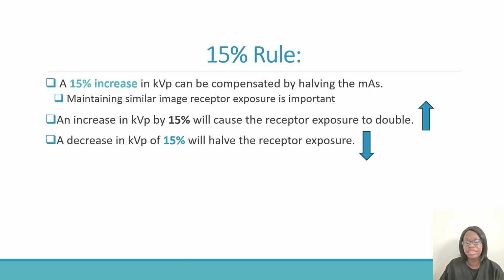Now we have our 15% rule whenever it comes to kVp. So whenever you see 15% correlated to kVp, that goes with kVp. A 15% increase in kVp can be compensated by changing the mAs, so you'll just cut the mAs in half. Also, it maintains a similar image receptor exposure, which is very important. An increase in kVp by 15% will cause the receptor exposure to double. A decrease in kVp of 15% will halve the receptor exposure, so it'll cut that in half.